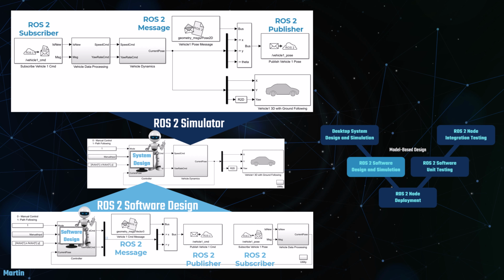Once these components are separated, we introduce ROS 2 publishers and subscribers to facilitate communication between them. This setup allows the controller to operate independently while receiving data from the vehicle dynamics and sensor models via ROS 2 messages and publishing the vehicle control commands.